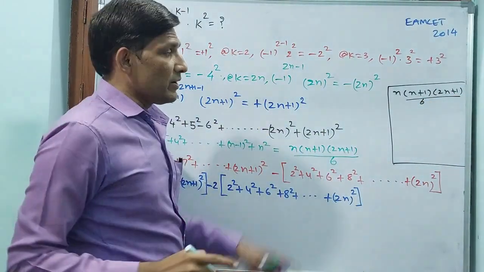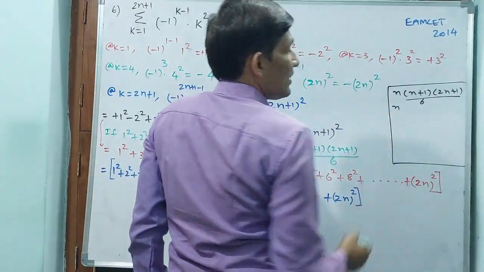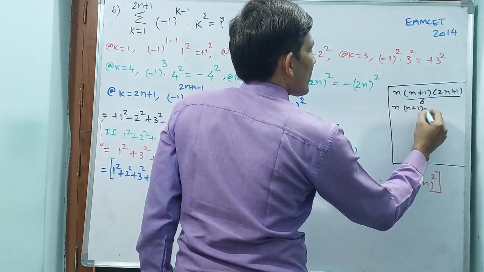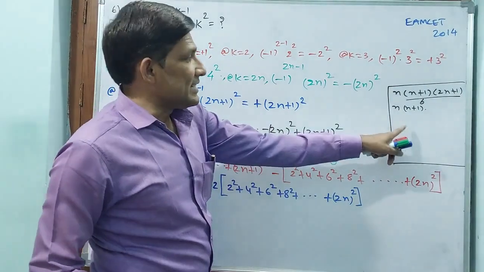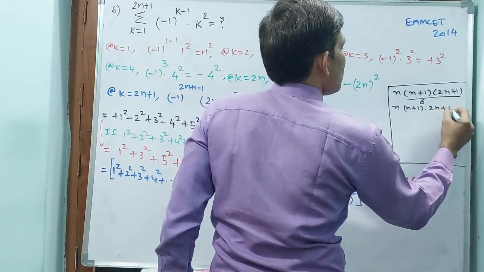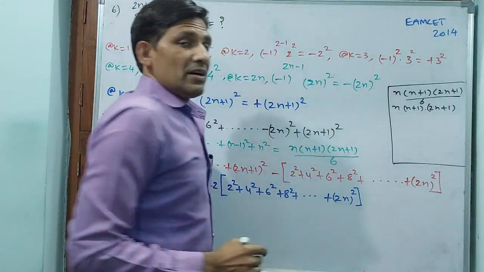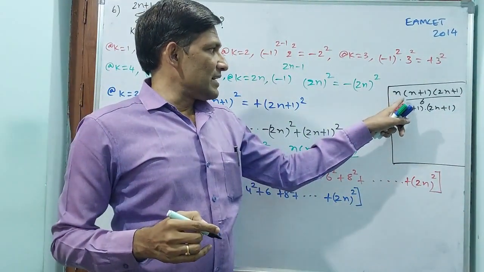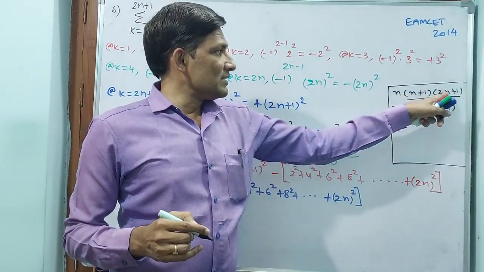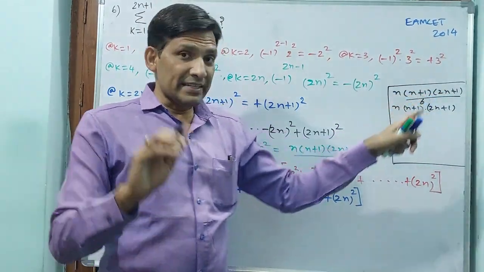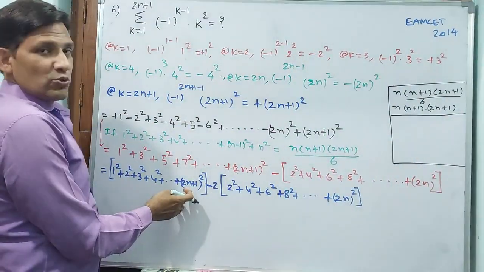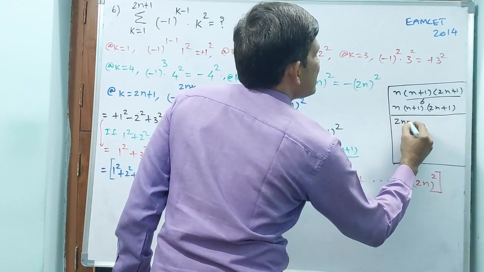Observe carefully. First n, then you add 1, that means n plus 1. Afterwards you add n to this, then 2n plus 1. First n, then add 1, n plus 1, multiply. Again you add n to n plus 1, 2n plus 1, like that it has come. See, for here, first 2n plus 1.